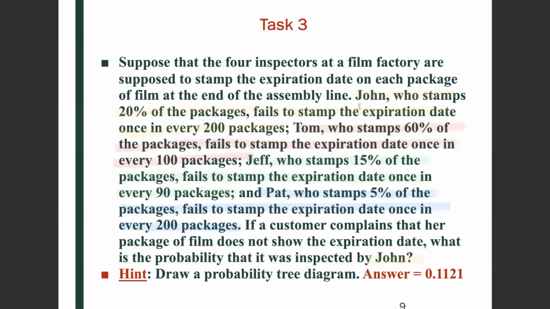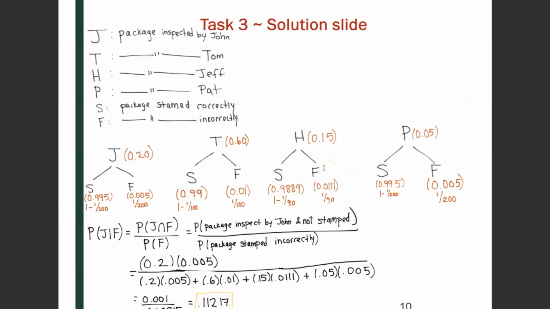Here I've color coded that what's highlighted in yellow pertains to John. What's highlighted in this reddish color pertains to Tom. Green is Jeff, and blue is Pat. Just to signal to me and keep that information straight.